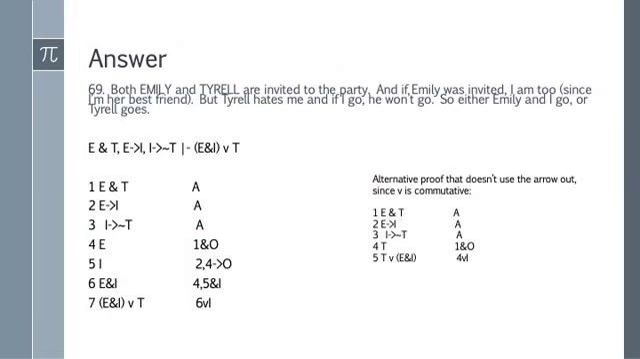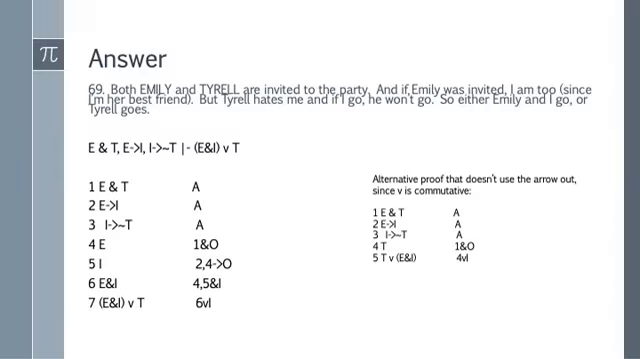Okay, here's the final answer. Now, the one on the left-hand side is the official one for this problem. However, there is an alternate way to do it that doesn't even use arrow out. You can actually do it without even using arrow out, because or is commutative. You could actually reverse the order and put E and I or T. Okay, so starting with the T on line 4, which you can just get from line 1 with and out, you can just say, well, T or E and I.